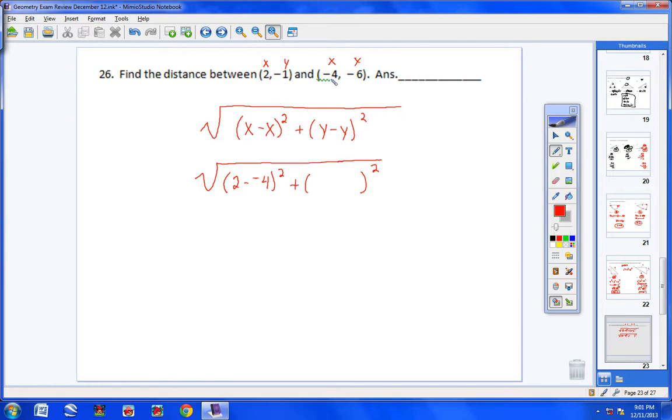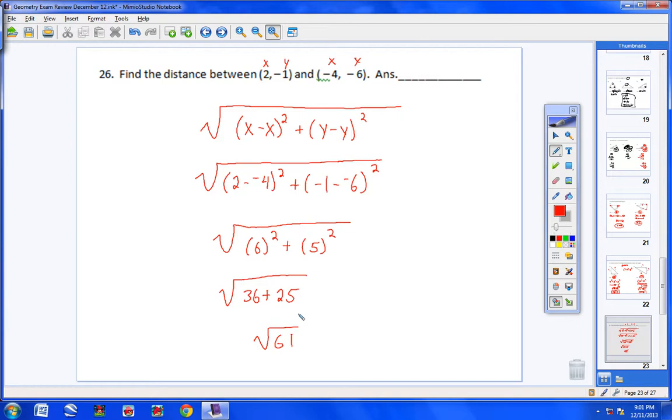Negative 1 minus a negative 6. Now let's be really careful here. We would end up with 6 squared plus 5 squared. Okay, 2 minus a negative 4 is 6. Negative 1 minus a negative 6 would be 5. Now when you square the 6, you will get 36, and when you square the 5, you will get 25, and when you add those together, you will get 61.